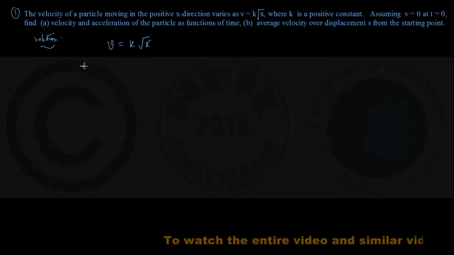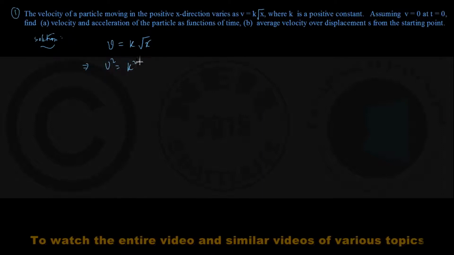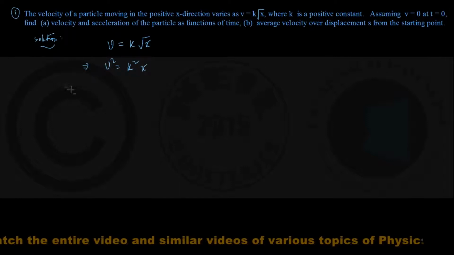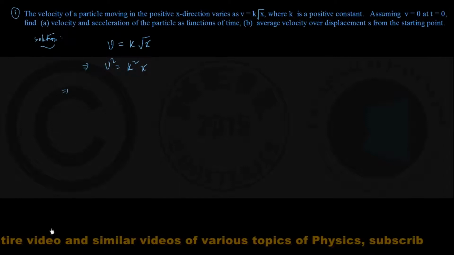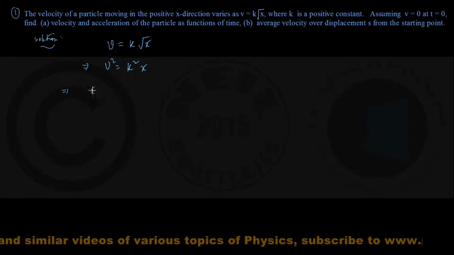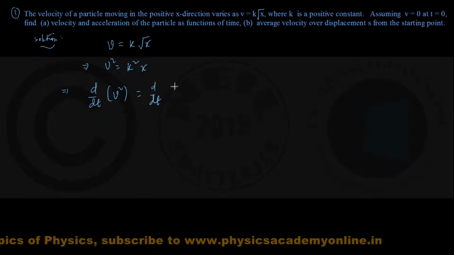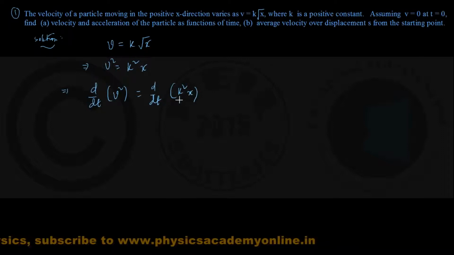So this is an example of straight line motion, and since they have said that velocity is a function of position coordinate as v is equal to k into root over of x, squaring both sides we might write down v square is equal to k square into x. Differentiating both sides with respect to time, we might write down that d dt of v square is equal to d dt of k square into x.